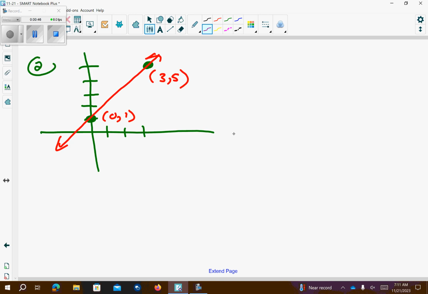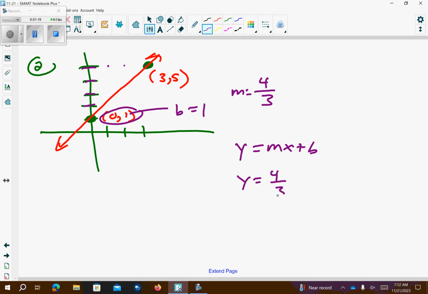Next problem. Again, we want to plug this into y equals mx plus b. So my b value is 1. And then I'm going to find my slope. So I'm going to count up 1, 2, 3, 4. So up 4 and over 1, 2, 3. There's my slope. So plug both those values in. So y equals 4/3. Don't forget the x plus 1.